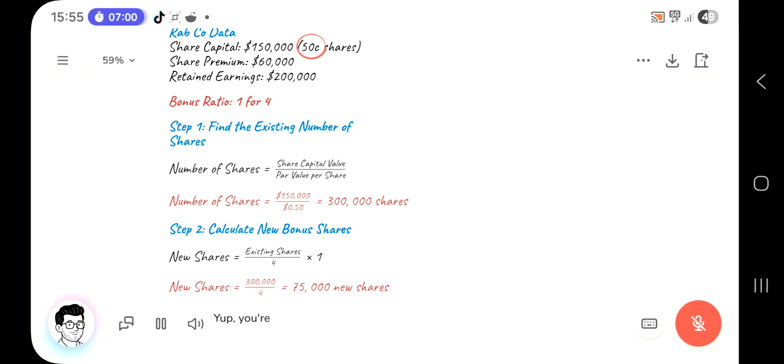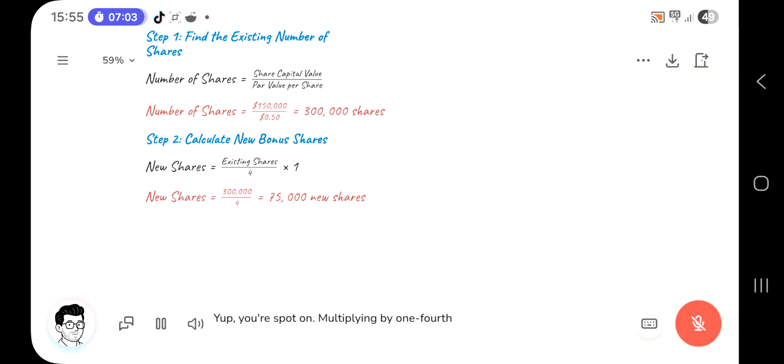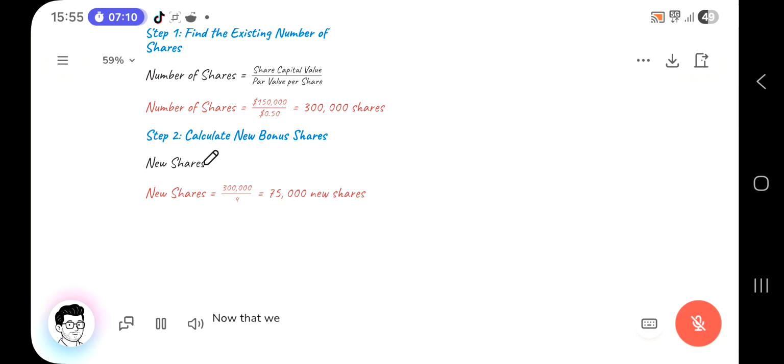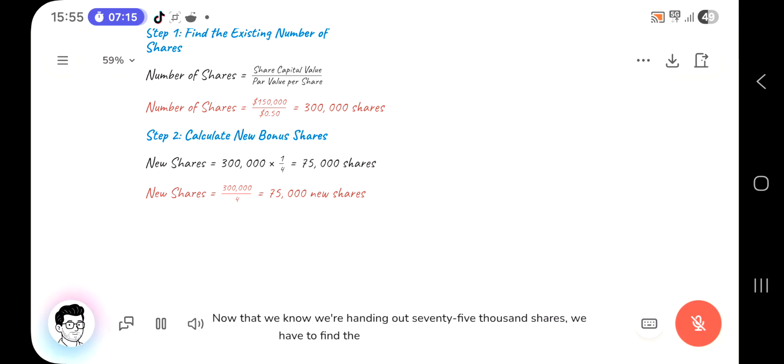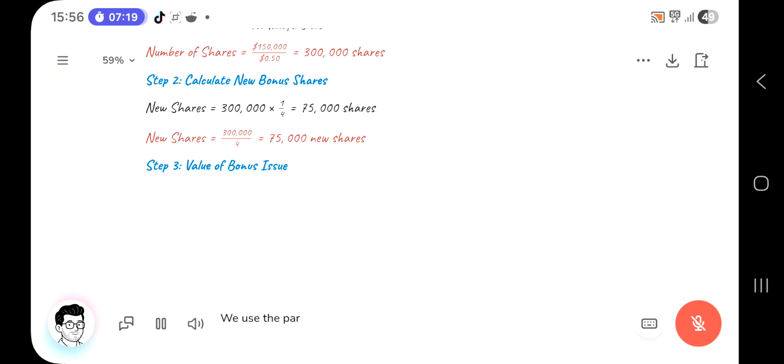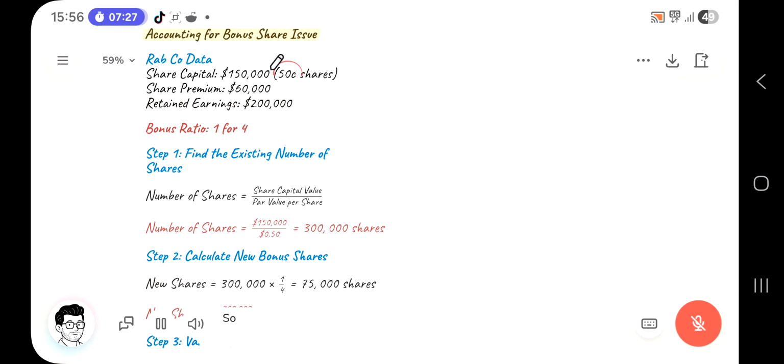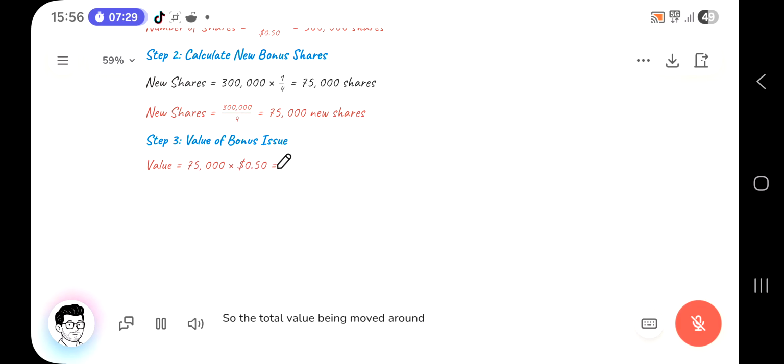Yep, you're spot on. Multiplying by 1/4 is the same thing, and it's definitely quicker. Now that we know we're handing out 75,000 shares, we have to find the total dollar value of this issue. We use the par value, which is that 50 cents we found earlier in the share capital line. So the total value being moved around is $37,500. Ready to see how we record this in the journals?